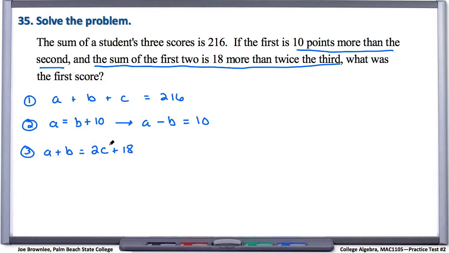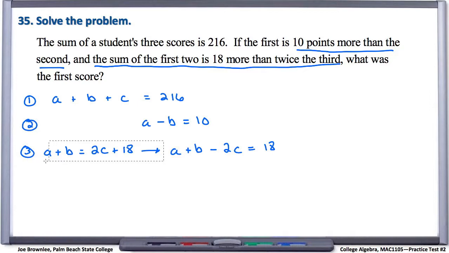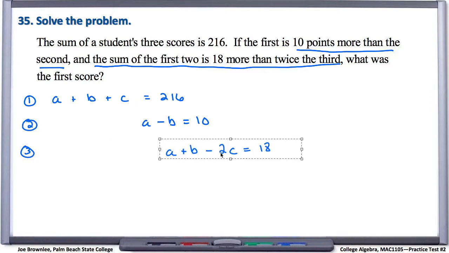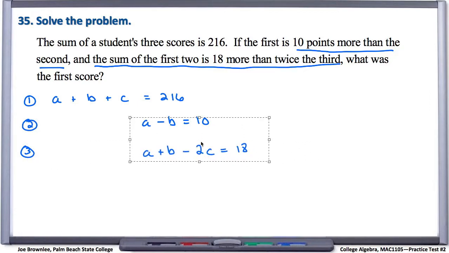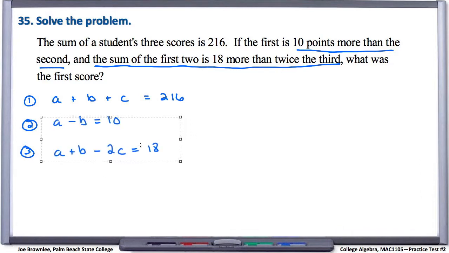And then here with equation 3, again, let's get A, B, and C on one side of the equation and the constant on the other. So we'll have A plus B minus 2C equals 18. All right, so we'll let this be our new equation 2 and this be our new equation 3. So we don't confuse ourselves, I'm going to get rid of the equation 2 and equation 3 that we started with, and we'll bring these 2 new equations that we rearranged over.